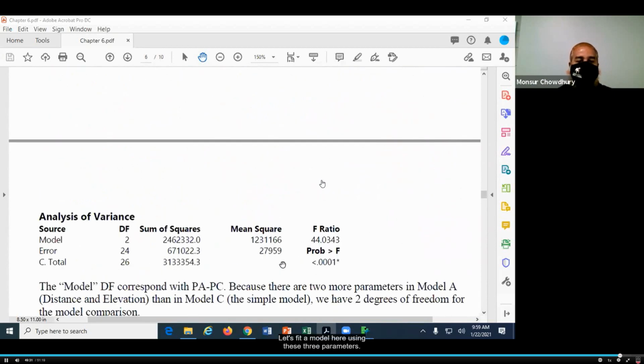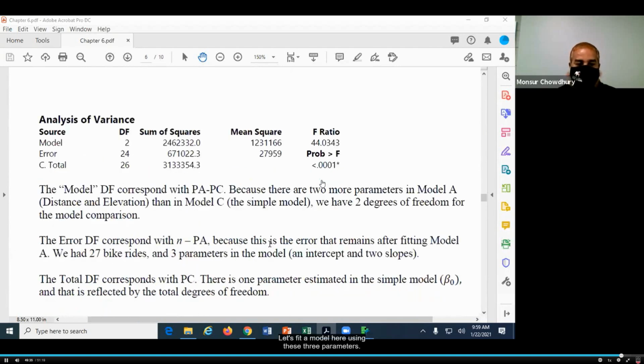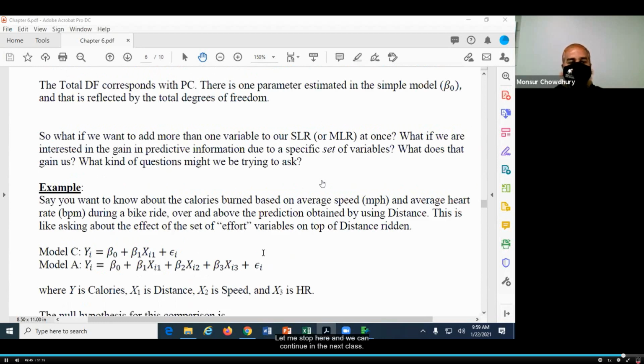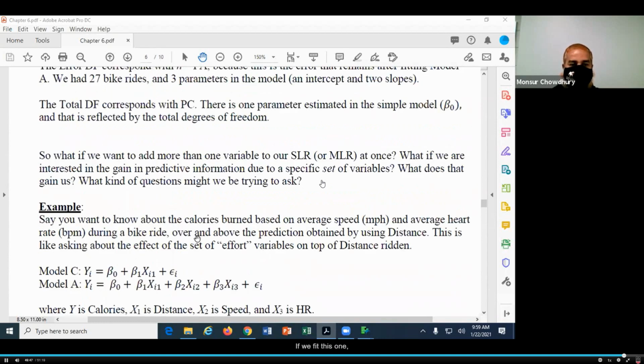So let's fit a model here using these three parameters. We don't have actually the time. Let me stop here and we can continue in the next class. If we fit this, we'll not get enough time to fit it. So thank you for your time. Any questions before I leave the Zoom meeting?